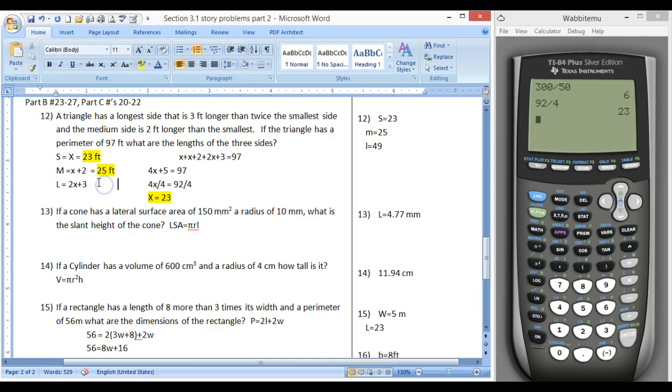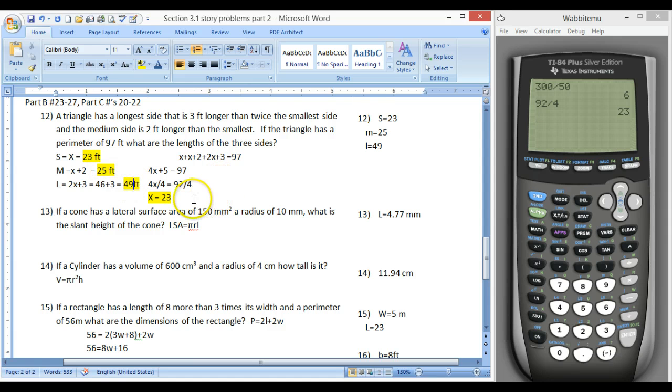There we go. Now the longest side. This is 2 times x plus 3. So I do 2 times x was 23. So 2 times 23, that's 46. And then add 3 gives me 49. And that would be units of feet. There we go. All 3 sides, small, medium, and large.